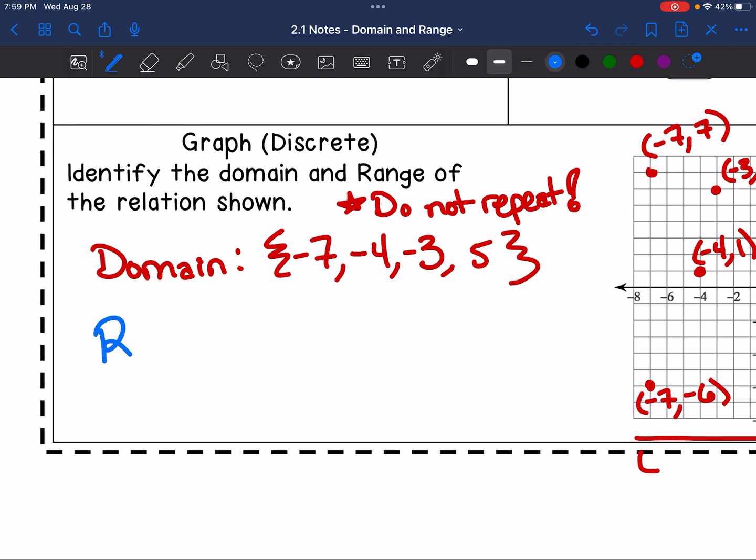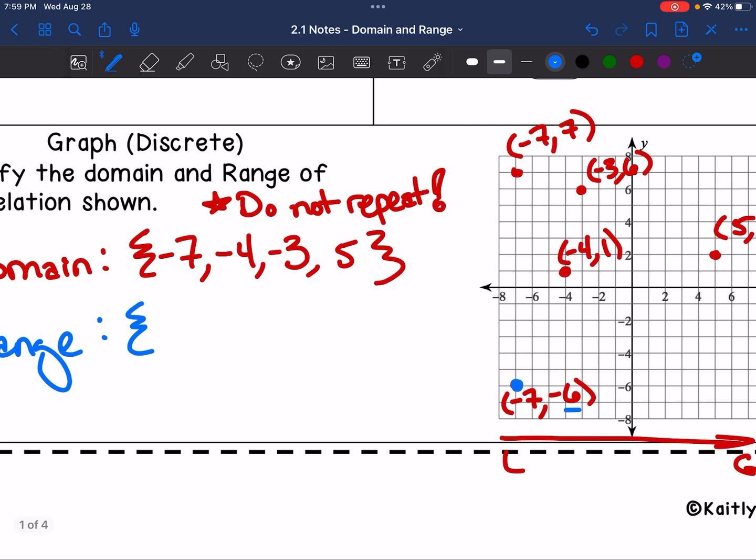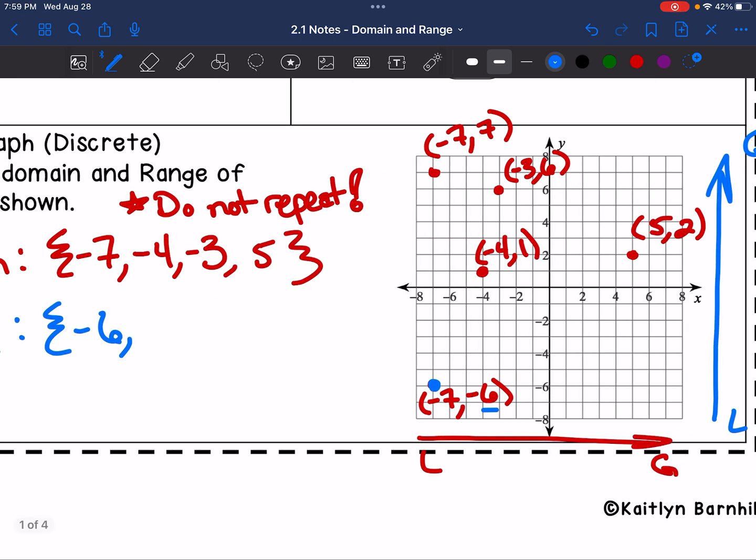Okay, so next we're going to do range. These are our y's. So for range, to go least to greatest on a graph, you're going from bottom to top. Okay, so starting with my lowest point down here, the y value is negative 6. So that's going to be my first number. And then I'm going to go up until I reach my next point, which is here, and that's a 1. And then I go up again to here, and that's a 2. Then I go up again, and I have a 6. Then I go up one more time, and I have a 7. And that is my range.